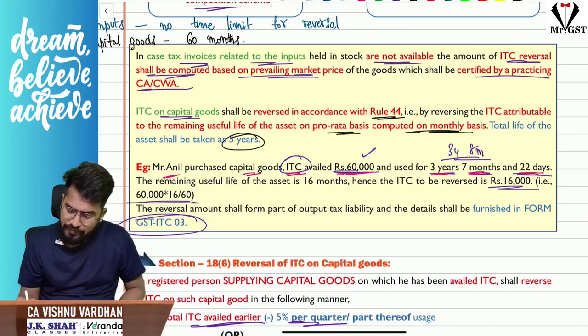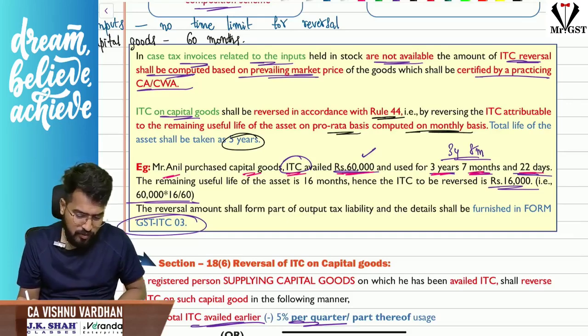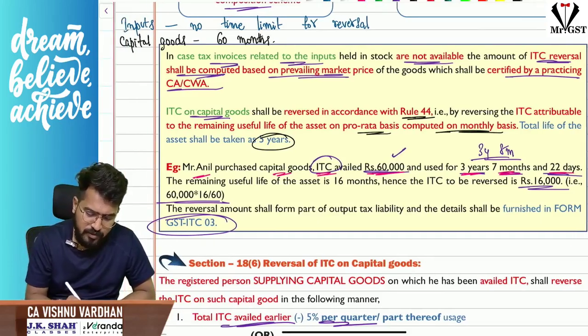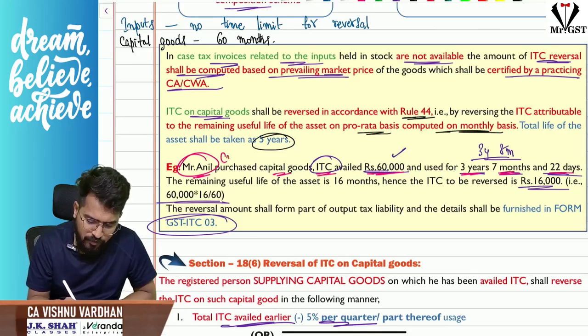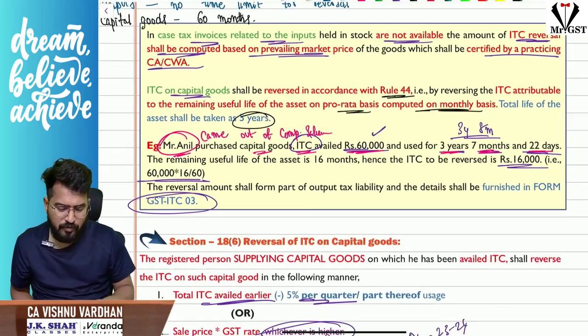Sir, what has happened? Not told. Okay, let us assume he is coming out of the composition scheme. He came out of the composition scheme. So, Mr. Anil came out of the composition scheme.